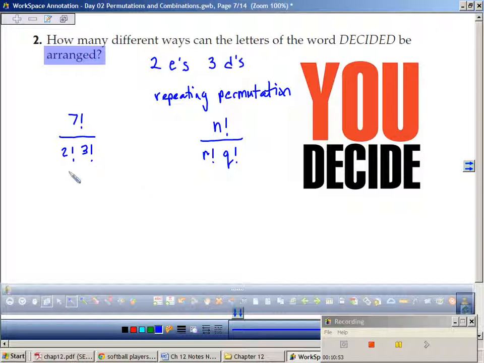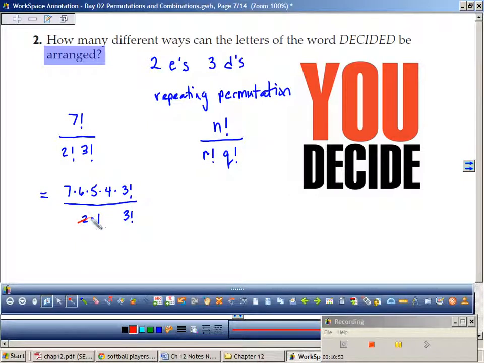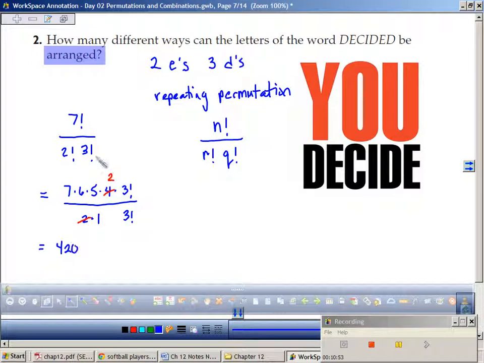And to figure that all out would be 7 times 6 times 5 times 4 times 3 factorial over 3 factorial, and then 2 factorial is just 2 times 1. Cancel the 2. Let's put the 2 up here. Got 420. And by the way, there is a way to do this in your calculator, and we're going to be learning that tomorrow.